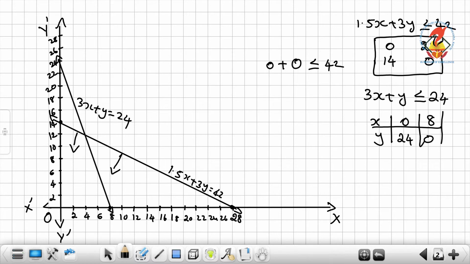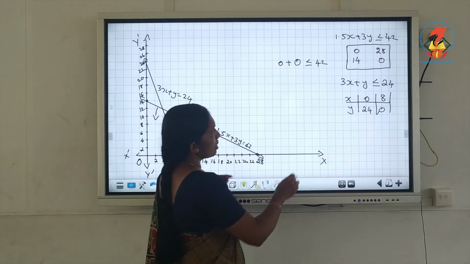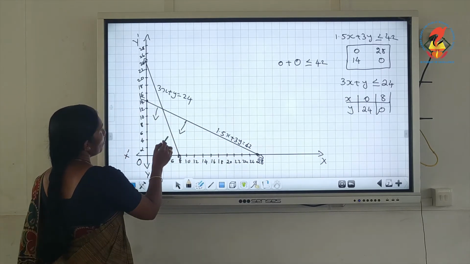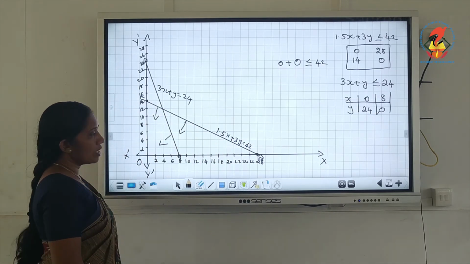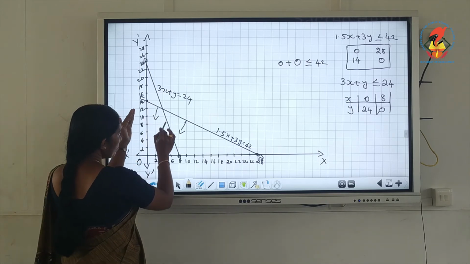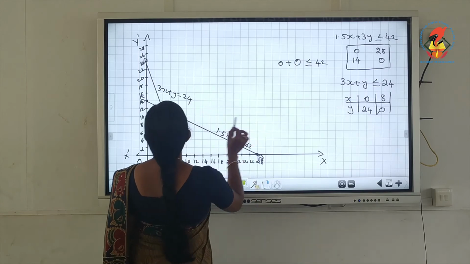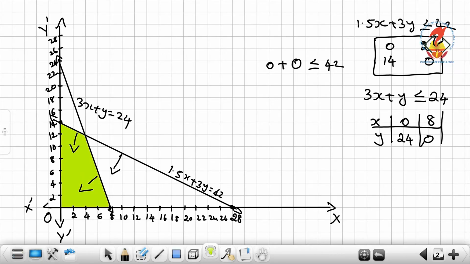And for the second line, there also substitute the origin: 0 plus 0 less than or equal to 24. That is correct. So towards the origin you have to shade. So where is the common portion? This. This is the common portion.